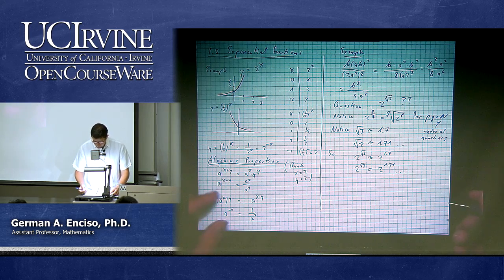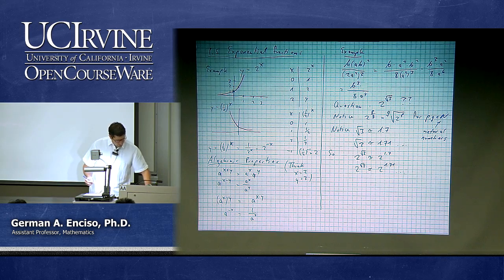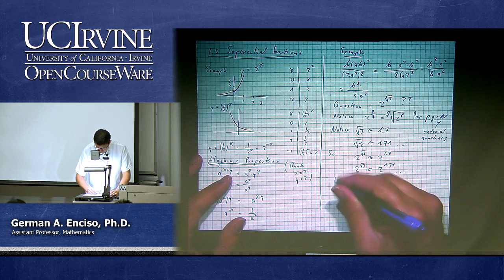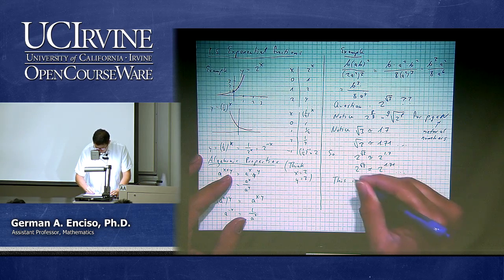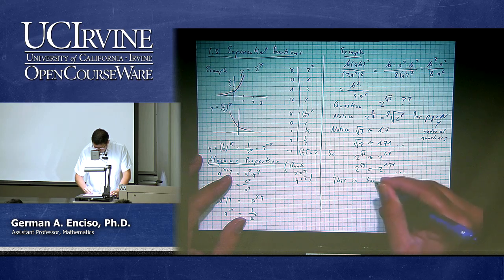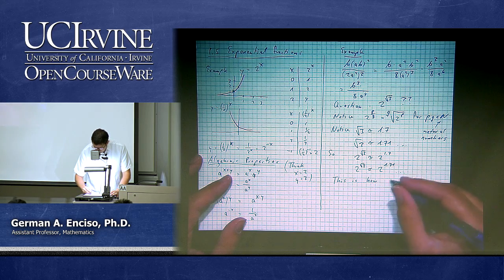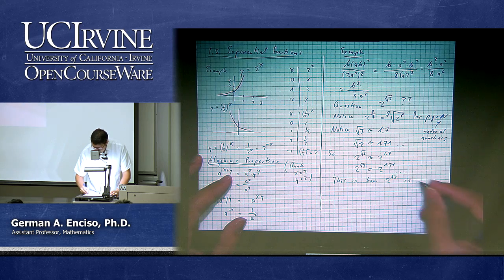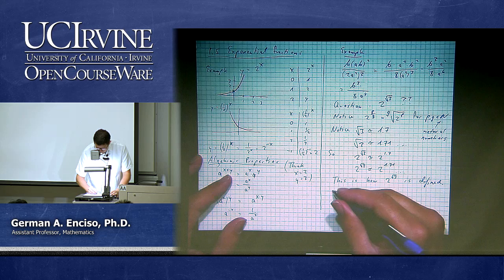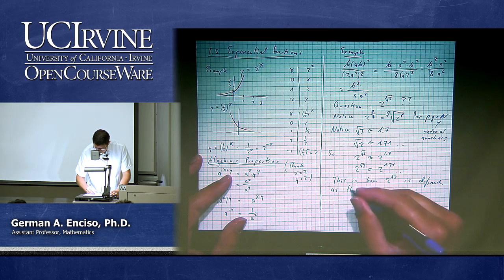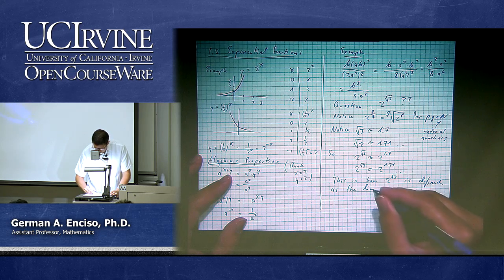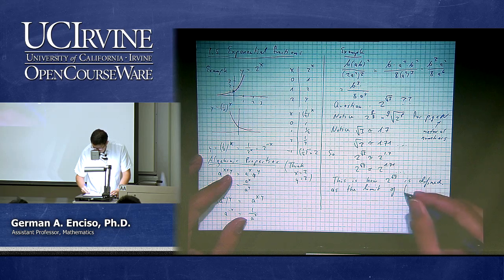There you go. So, great. This is how 2 to the square root of 3 is defined, as the limit of these approximations.